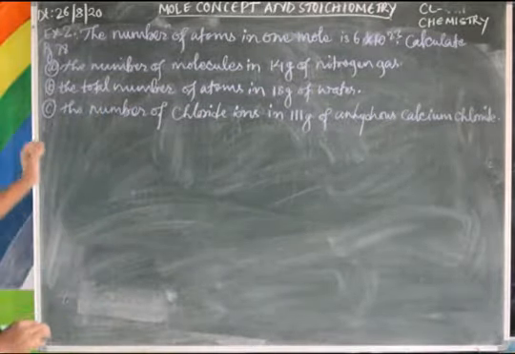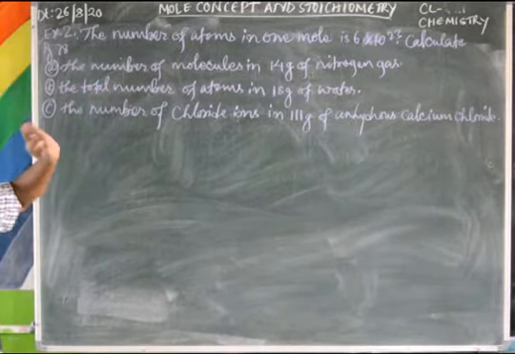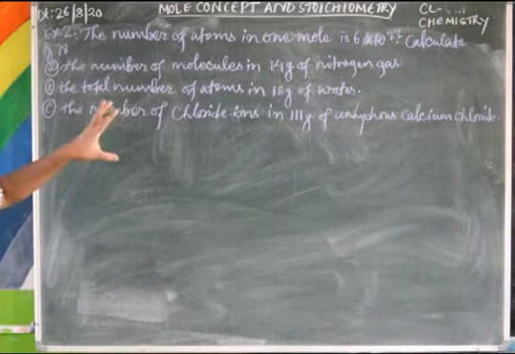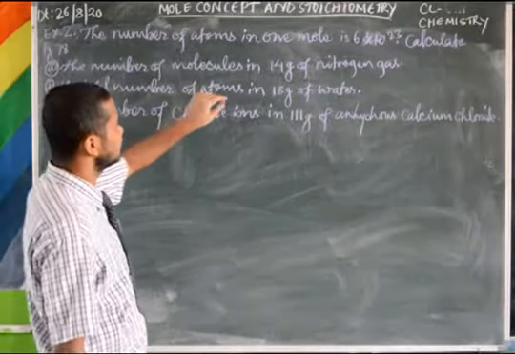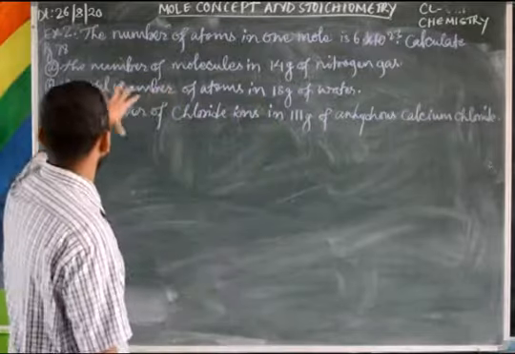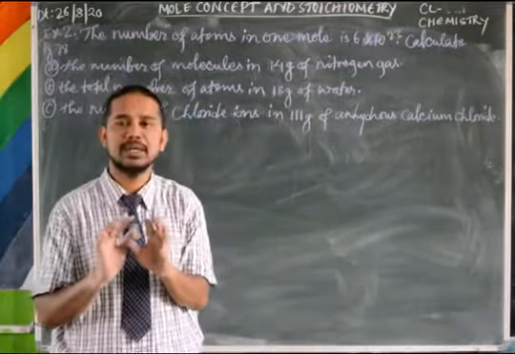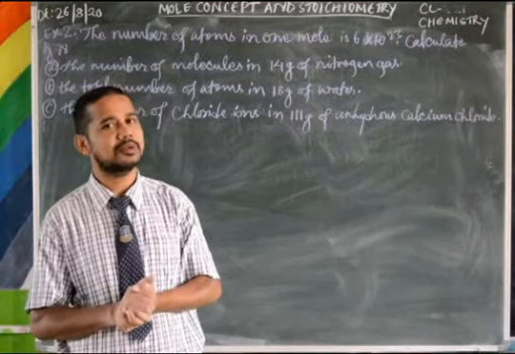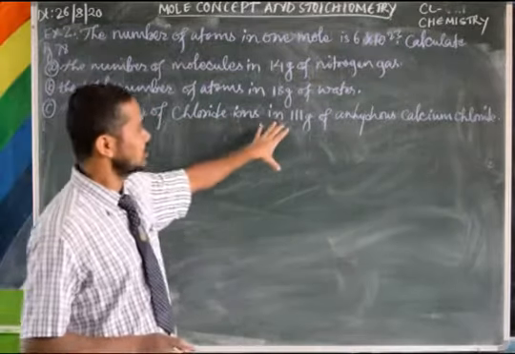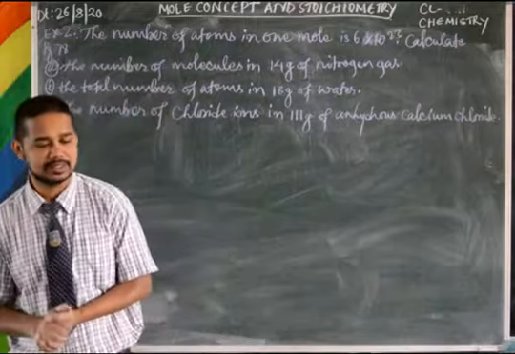Then calculate A, the number of molecules in 14 gram of nitrogen gas. That means how many molecules are there in 14 gram of nitrogen gas. And the total number of atoms in 18 gram of water. How many atoms are there in 18 gram of water? Then the number of chloride ions in 111 gram of anhydrous calcium chloride.